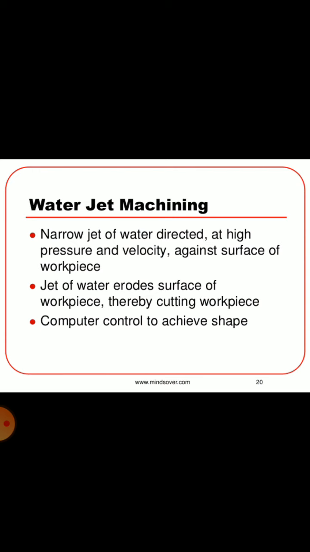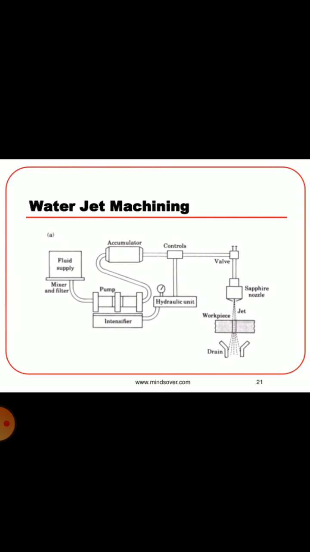Next is water jet machining, in which narrow jet of water is directed at high pressure and velocity against surface of workpiece. A jet of water erodes surface of workpiece, thereby cutting workpiece. Computer control to achieve shape. This is diagram for water jet machining.